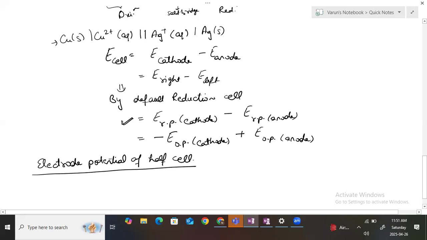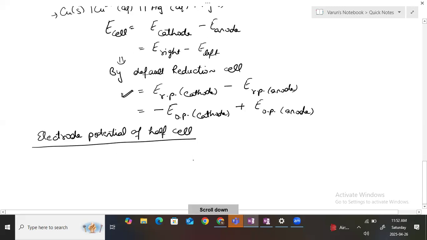To calculate the electrode potential of a half cell, we have a setup that is called SHE, that is standard hydrogen electrode. Got it?